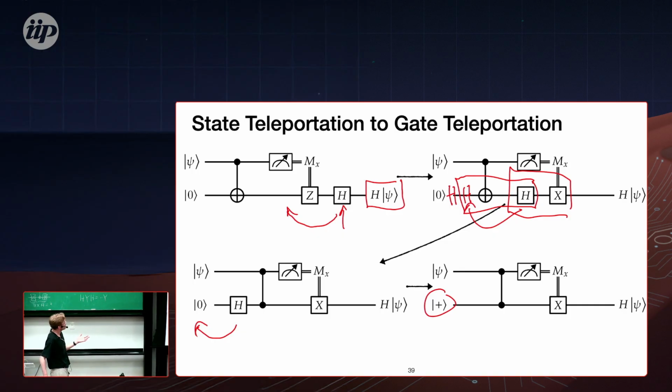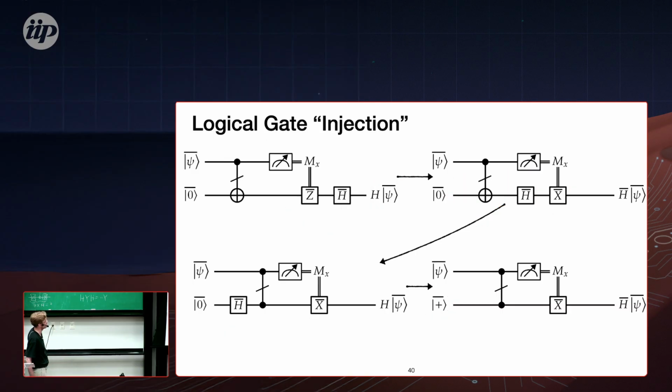And now the funny thing is that I can replace everything in the circuit with logical states and logical gates. So this was all physical, but now, in order to signify the logical states, I put a bar on top of it, and in order to signify logical gates, I do the same, or for the CNOT and the CZ, I just do this bar, but I can do the same with logical states.